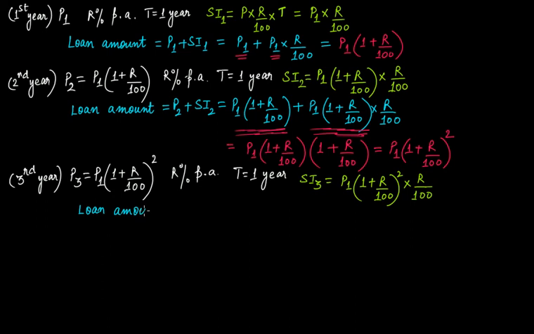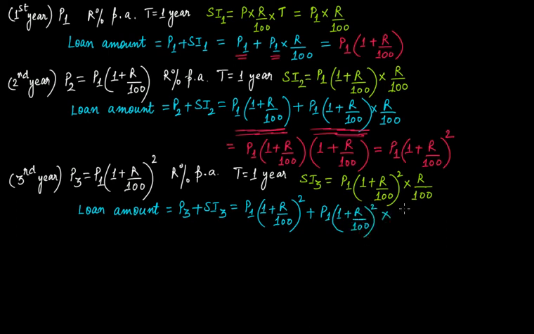The loan amount at the end of this third year will be P3 plus SI3. Now P3 is P1 multiplied by (1 plus R by 100) squared, plus SI3 is P1 multiplied by (1 plus R by 100) squared multiplied by R by 100.